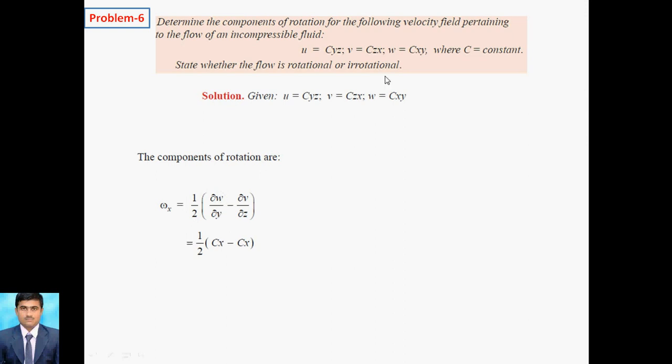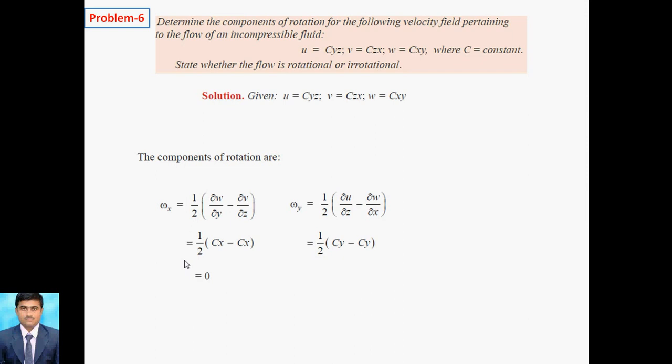Dou w by dou y is Cx, and dou v by dou z is Cx, because z is there. So Cx minus Cx, that's why wx is equal to 0. Then we go for the next rotation, wy, which is half of dou u by dou z minus dou w by dou x, as previously discussed. Dou u by dou z is Cy, and dou w by dou x is Cy. So wy is equal to 0, which fulfills this criteria.